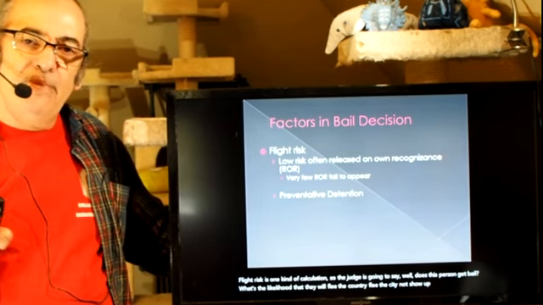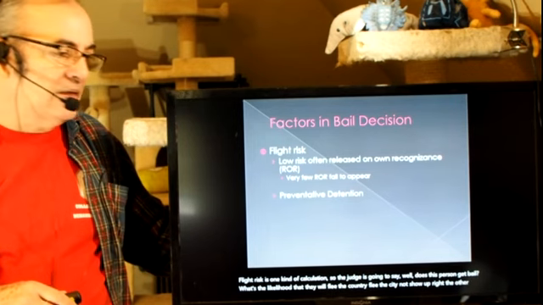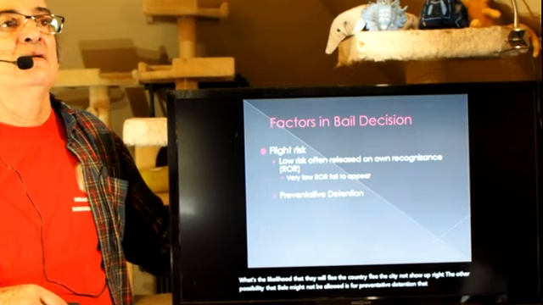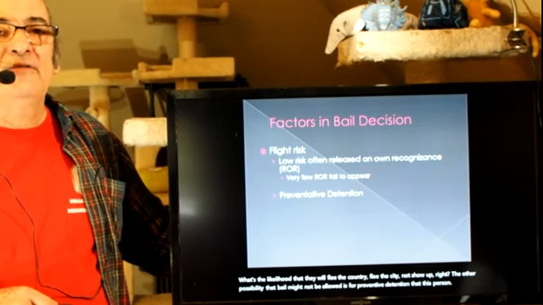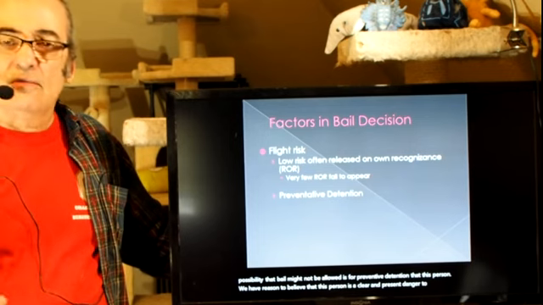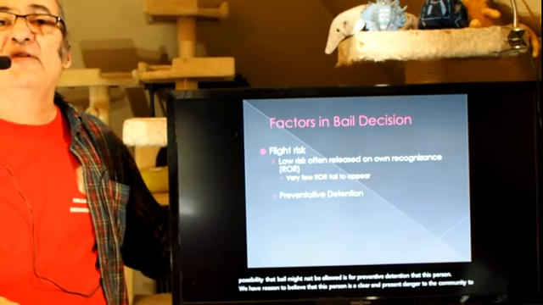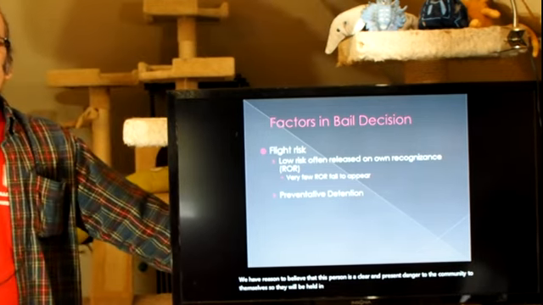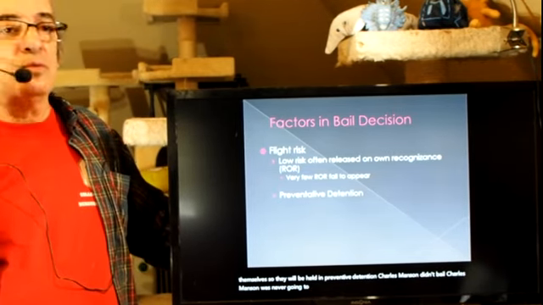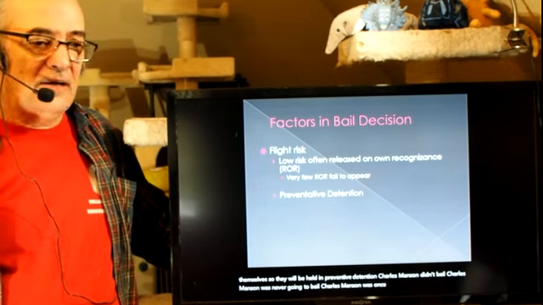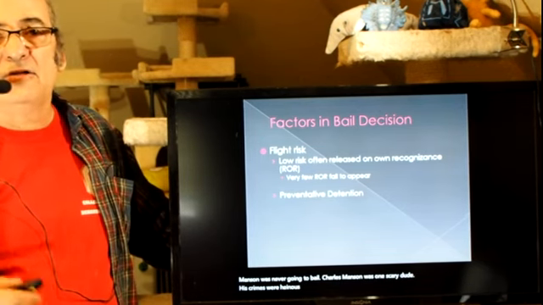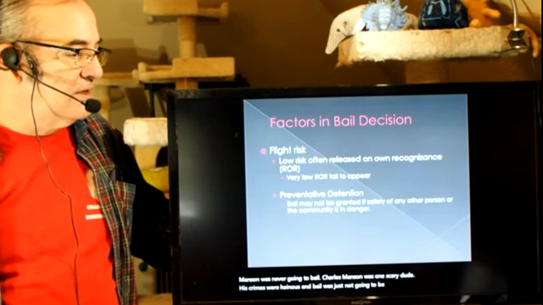The other possibility is that bail might not be allowed because of preventative detention. We have reason to believe that this person is a clear and present danger to the community, or to themselves, so they will be held in preventive detention. Charles Manson didn't get bail. Charles Manson was never going to get bail. Charles Manson was one scary dude. These crimes were heinous, and bail was just not going to be entertained in Manson's case.